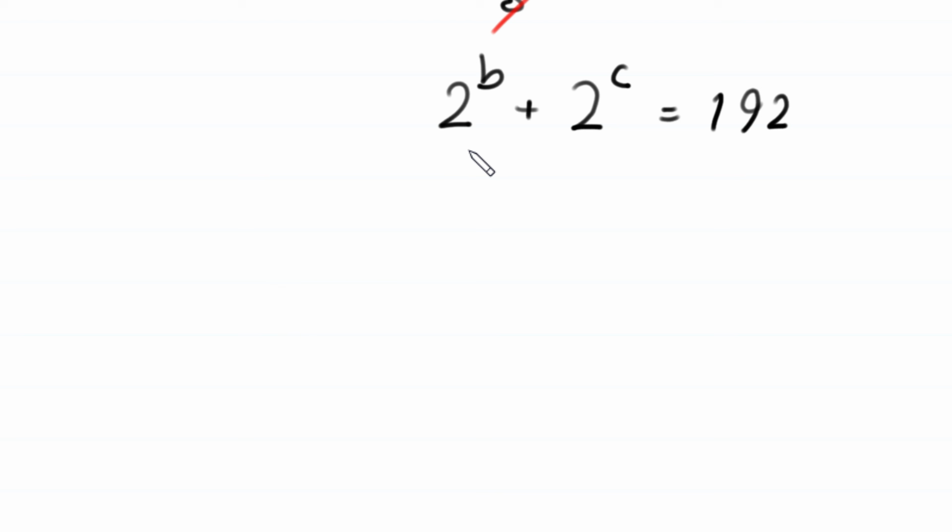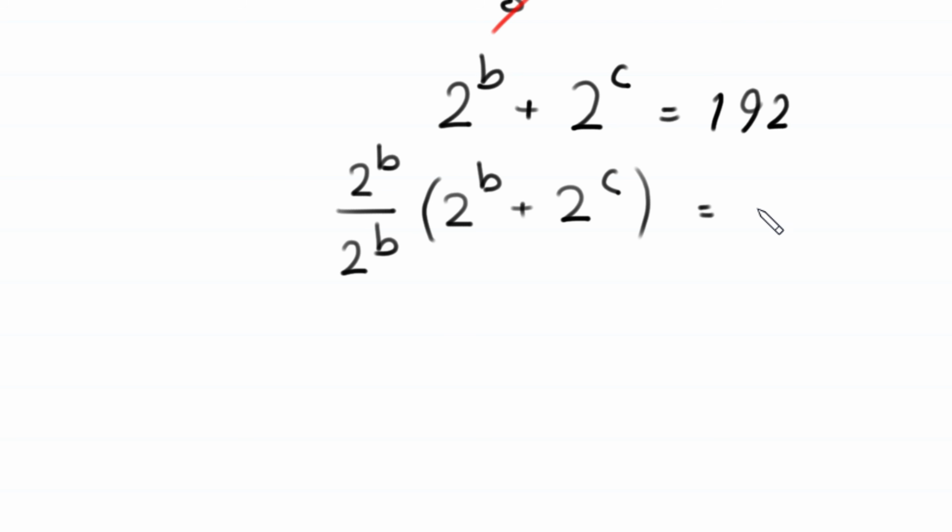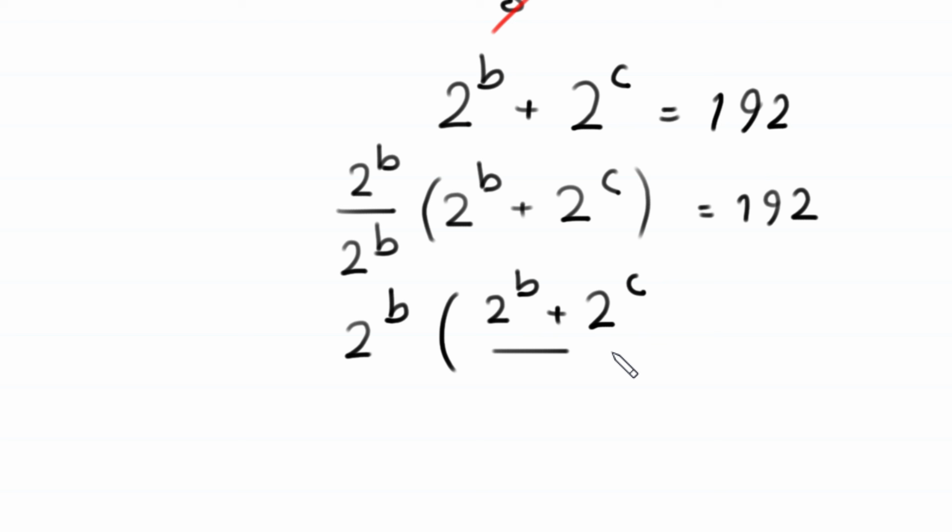Now we multiply and divide this expression by 2 to the power b. We multiply and divide 2 to the power b plus 2 to the power c by 2 to the power b, equal to 192. Now this will become 2 to the power b times 2 to the power b plus 2 to the power c divided by 2 to the power b equal to 192.